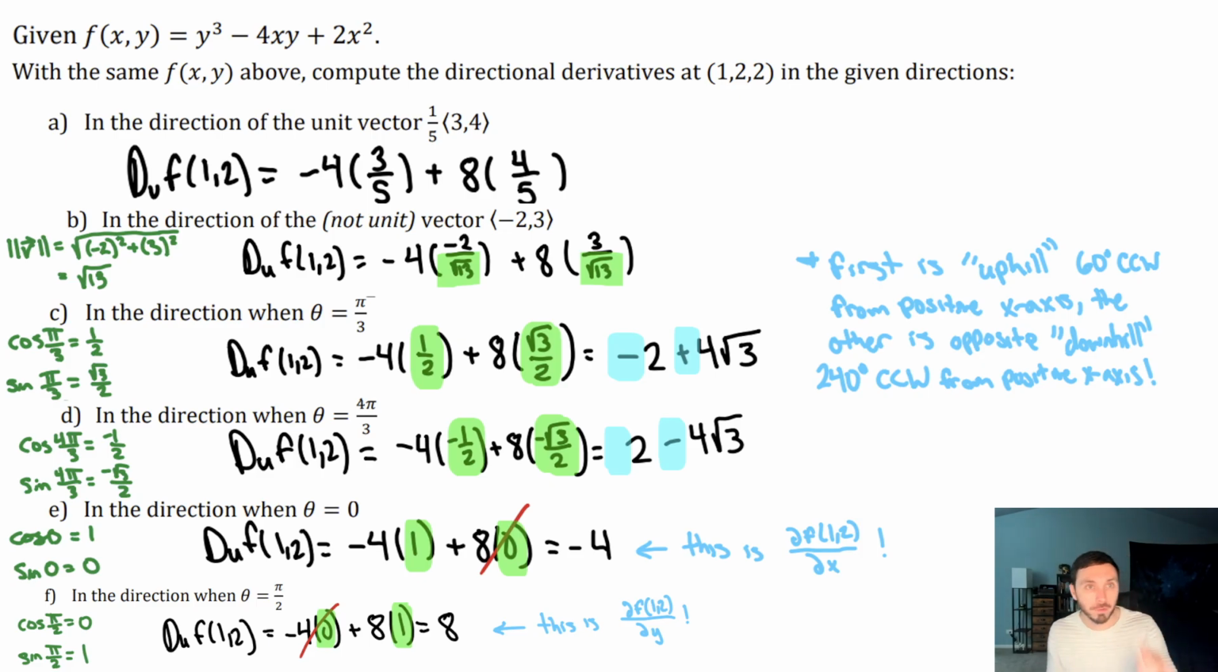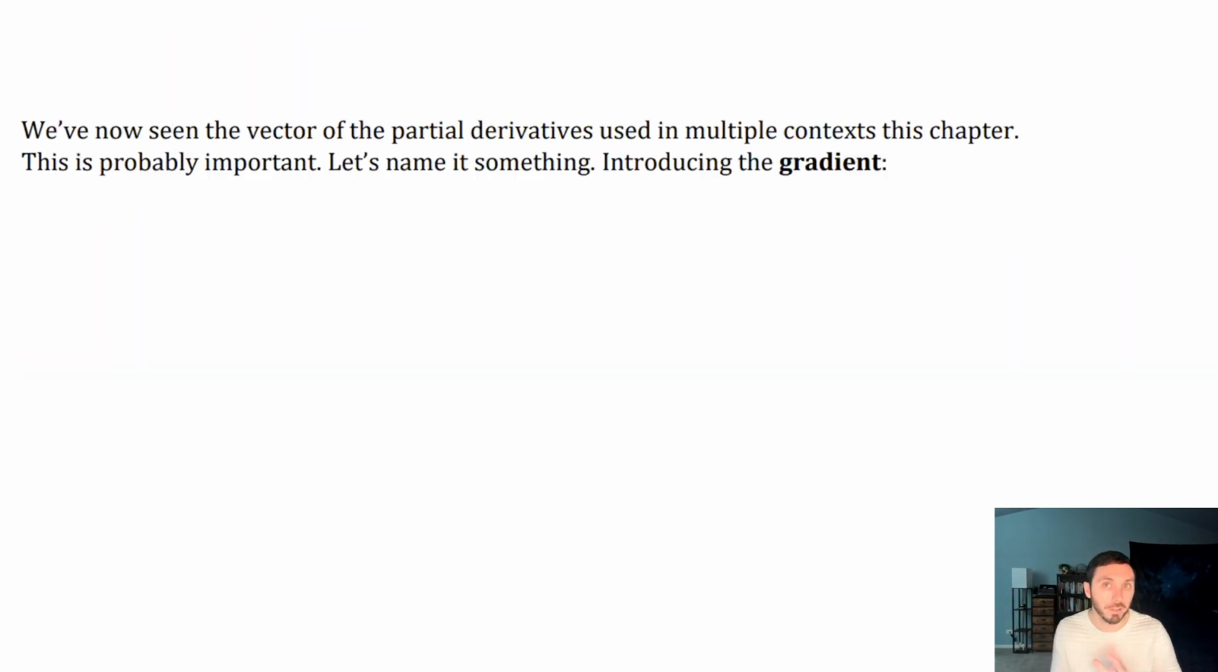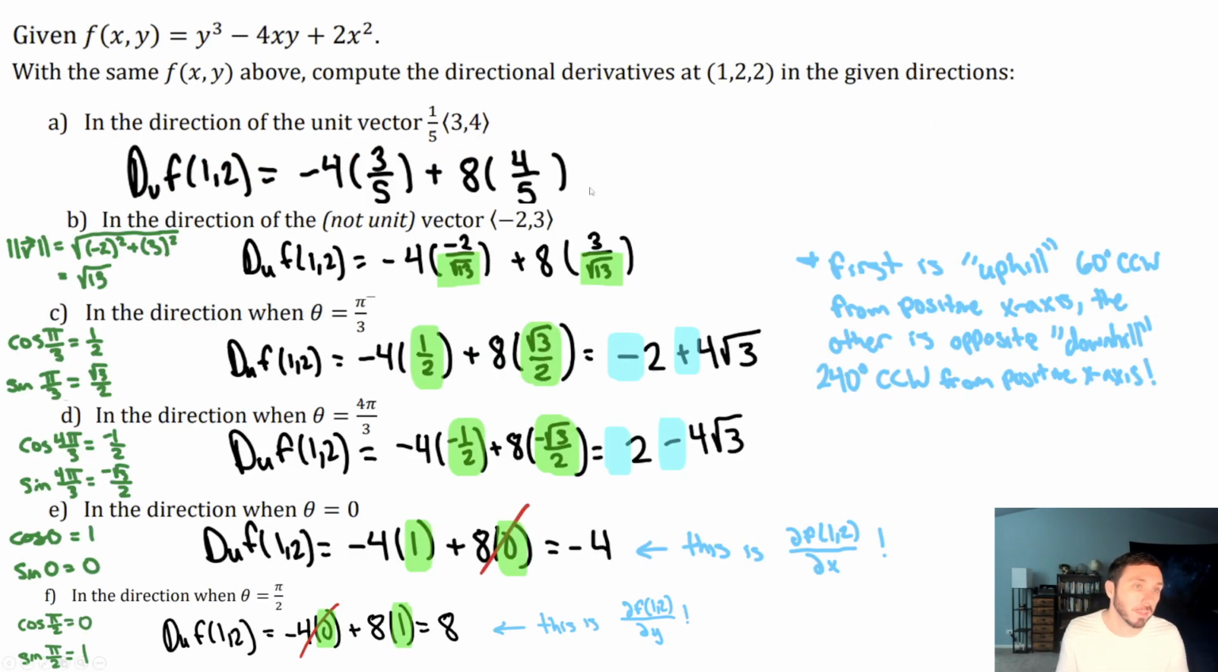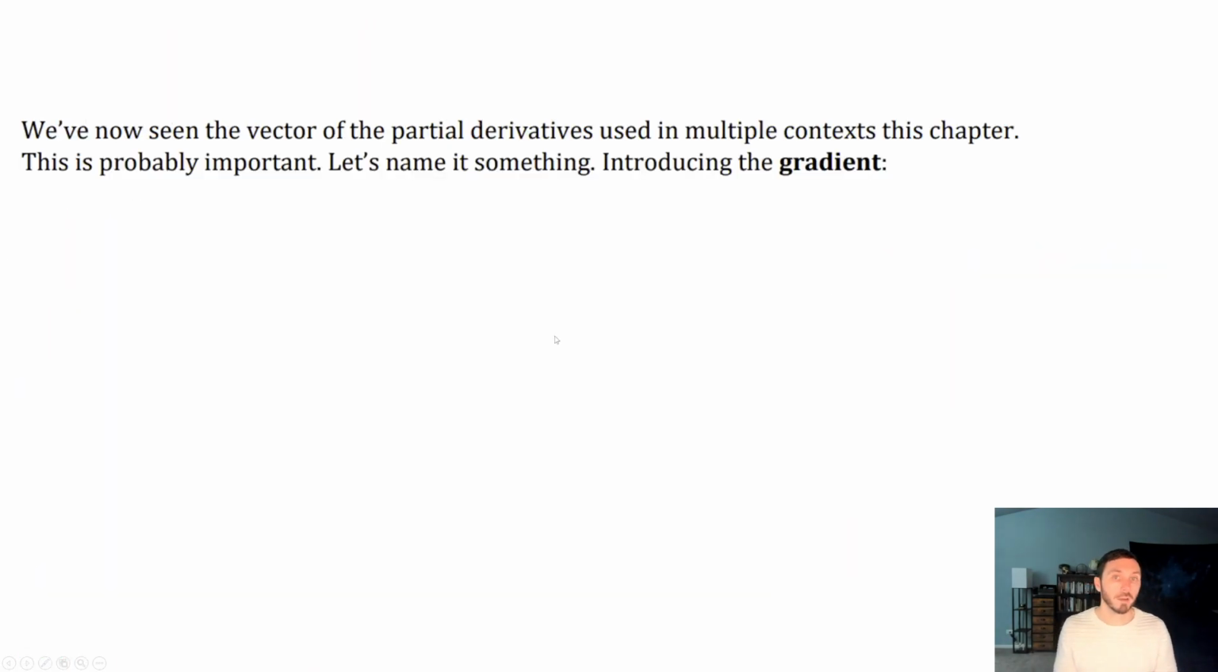Okay, now that we're done with the directional derivative, let's move on to the gradient vector. So we've seen the vector of partial derivatives used now twice. So we saw it once with chain rule, and then now we're seeing it within this -4, 8 that was dotted with either this vector or this vector or this vector with cosine and sine as the x and y components generally. So we've seen it so many times now.